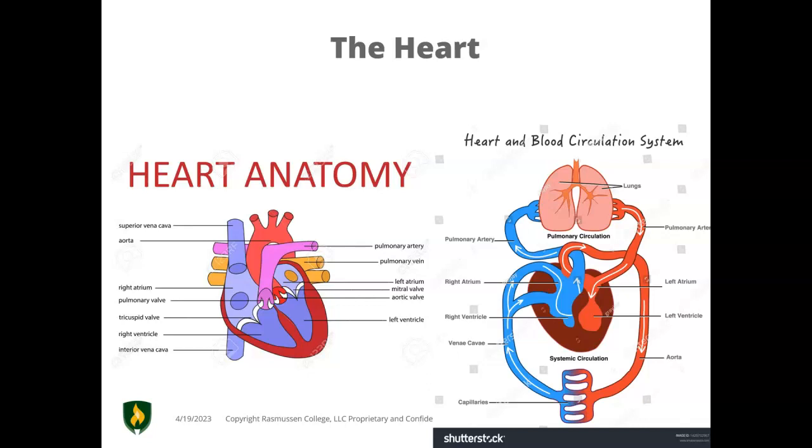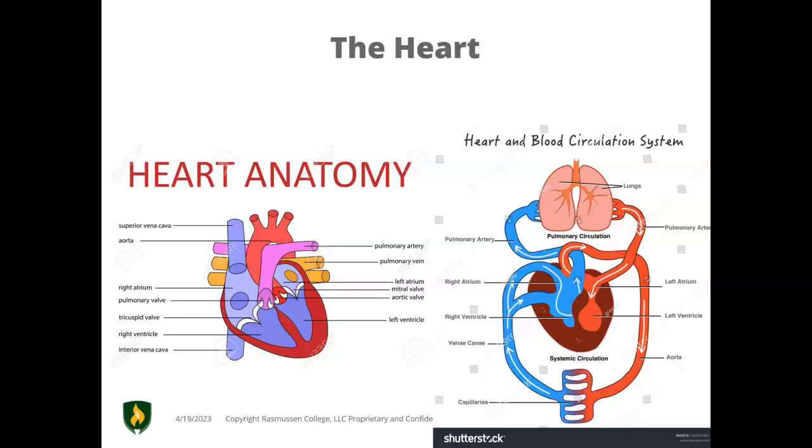Now, if you remember, I did say that the heart is a closed vascular system, and I want to explain that a bit so you have a good understanding. Deoxygenated blood from the body will return to the right atrium of the heart through two large veins, the superior and inferior vena cava. The superior vena cava will collect blood from the upper part of the body, or the superior part. The inferior vena cava will collect blood from the lower part of the body, or the inferior.